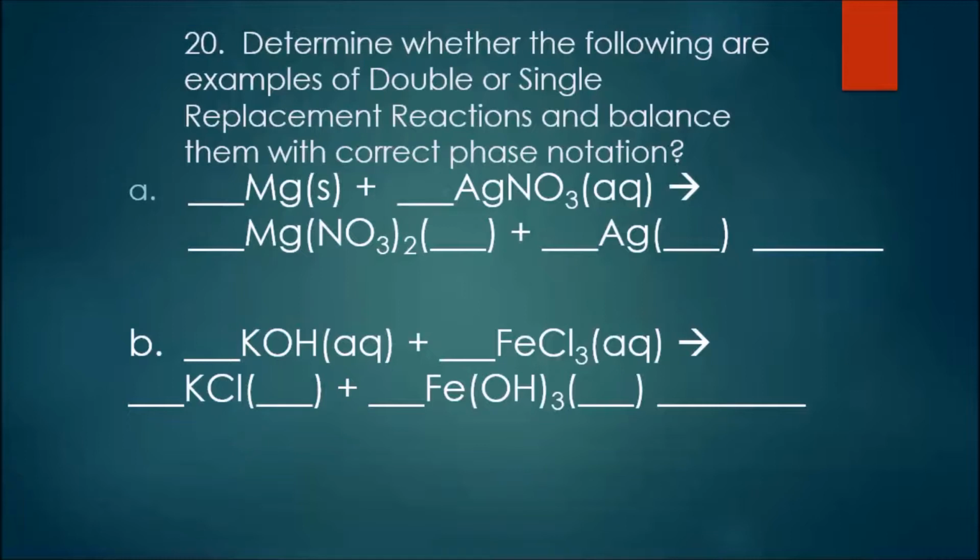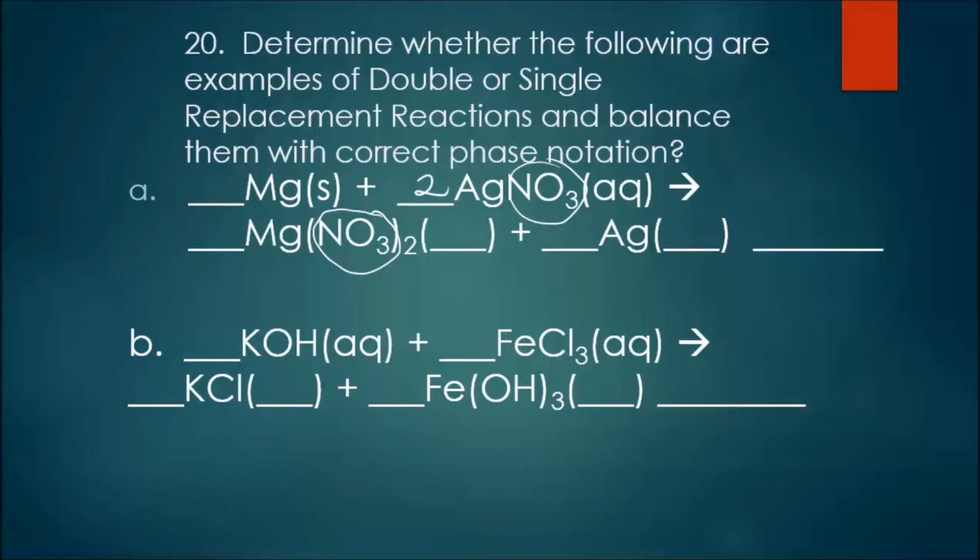Let's start out with Kelsey. Kelsey, let's balance this thing. How many Mg's? 1. How many Mg's? 1. How many Ag's? 1. How many Ag's? 1. How many NO3s? Keep it together. 1. How many NO3s? Keep it together. Uh-oh. Fix it. Put a 2 in front of Ag.